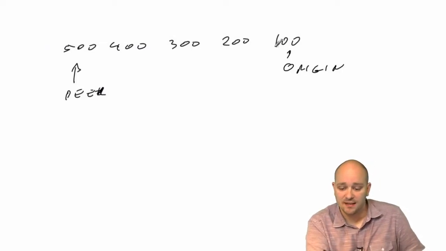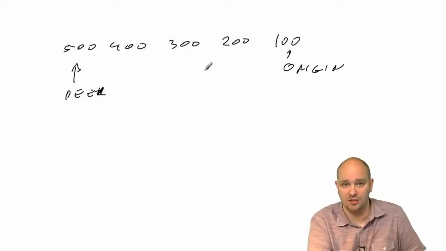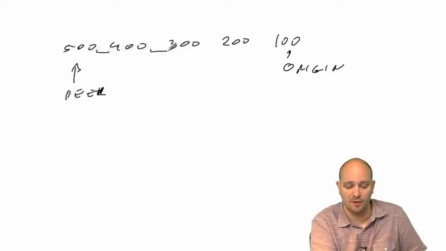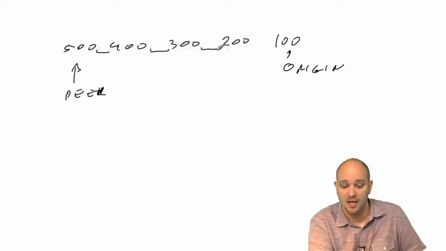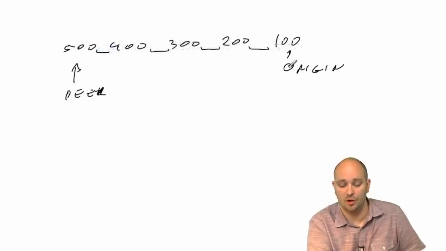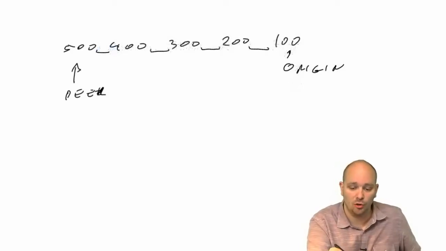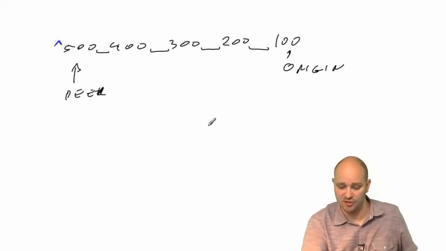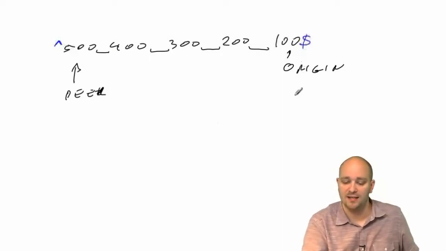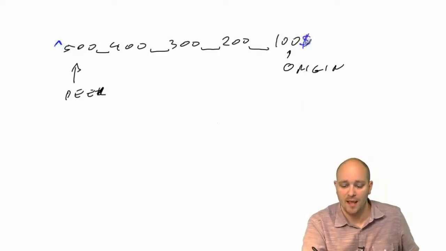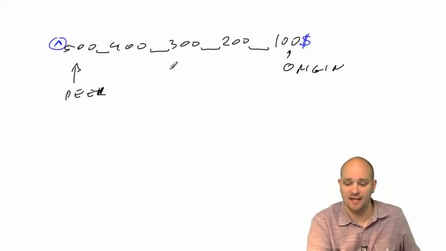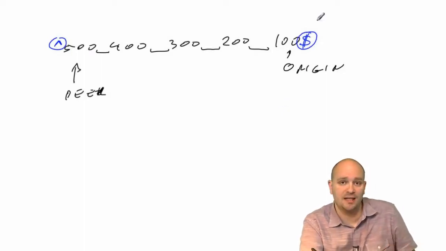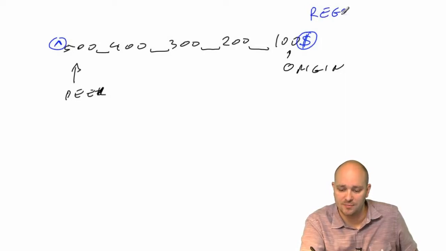Now, all these numbers here are really just series of characters. This is 500 followed by space, 400 followed by space, 300 followed by space, 200 followed by space, 100 followed by space. But this is not all. At the beginning of the string here, there is a hidden beginning of the string character, and here at the end, there is the end of the string character. This is represented by the caret sign, and this one is represented by the dollar sign, in a concept in the technology called the regular expressions.